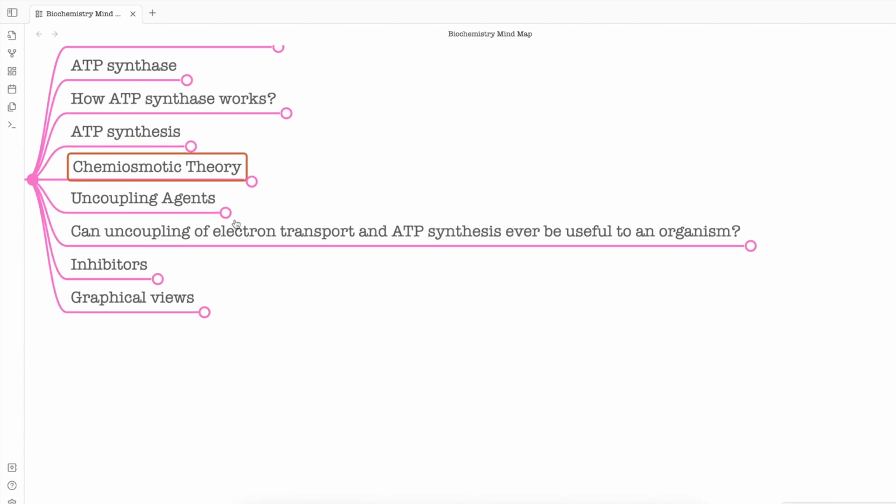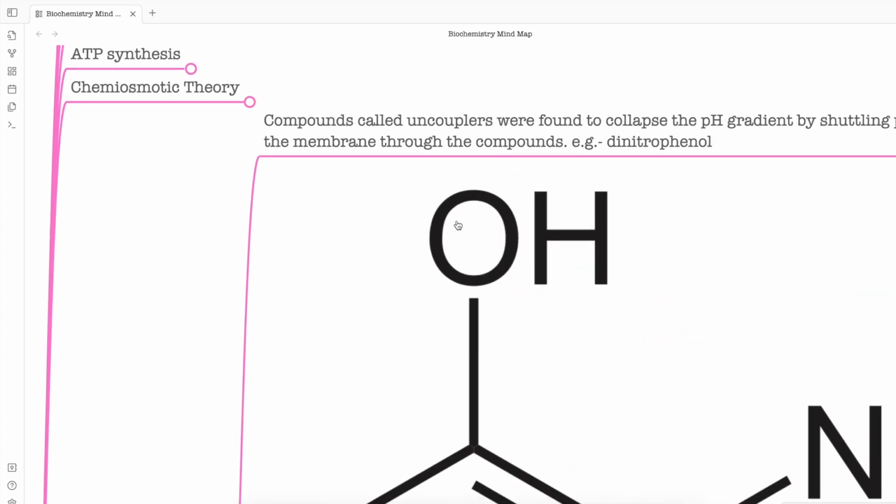Now let's deep dive into the uncoupling agents. Very, very interesting agents are these uncoupling agents.